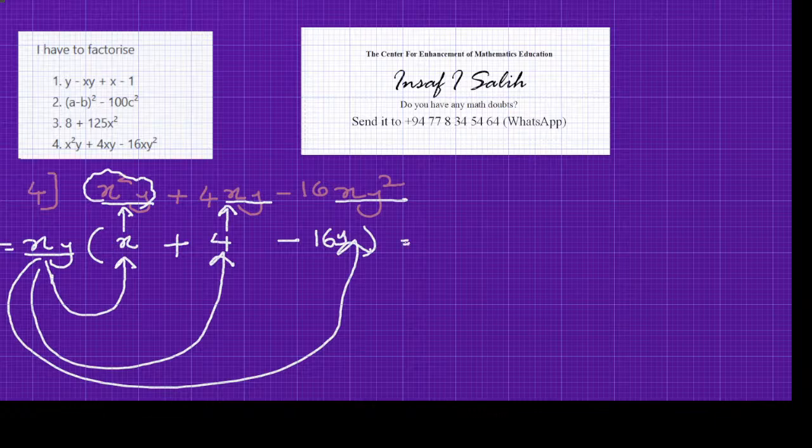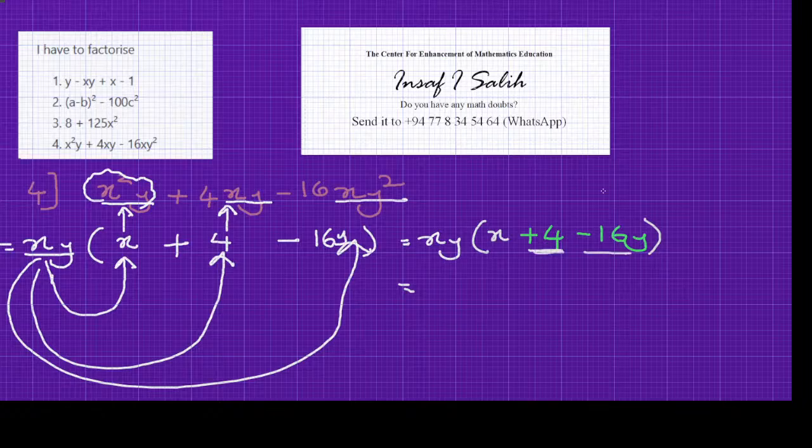Alright, so what do we have? We have xy, that's outside the brackets. What do we have inside the brackets? We have x plus 4 minus 16y. Now, are we done with factorizing? No, we are not done with factorizing, because we still have common factors inside the brackets. So we can factorize these two green terms.